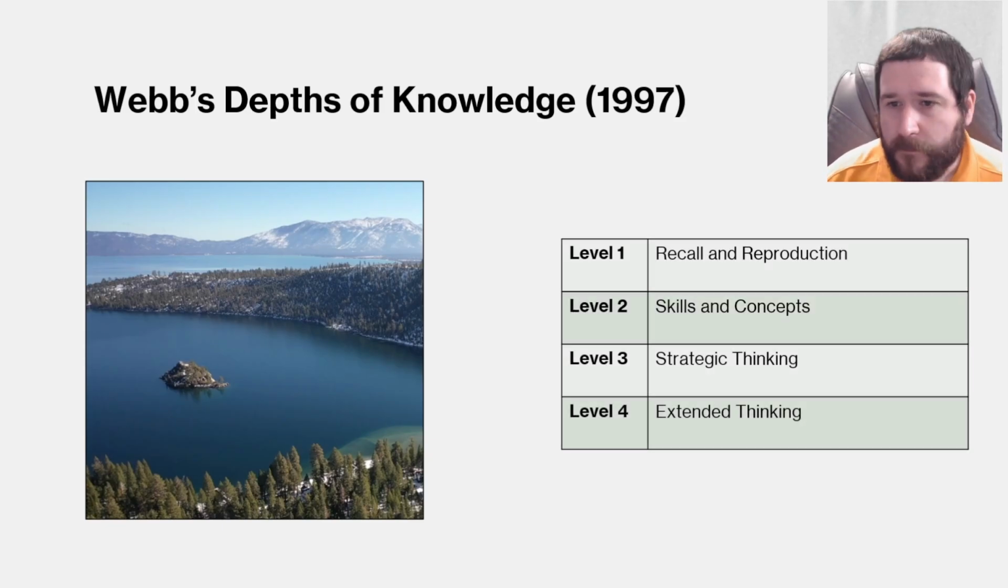Level 1 is things like recall and reproduction. Okay, very basic level learning. Level 2, you're able to execute on skills and understand basic concepts. While level 3 is considered strategic thinking, and level 4 is that extended thinking. Okay, so when we talk about DOK levels today, I'm talking about this spectrum. Okay, where the deeper we get, the deeper the learning that's taking place.